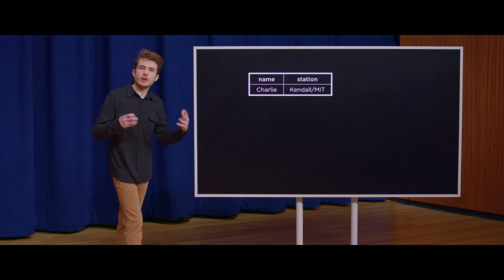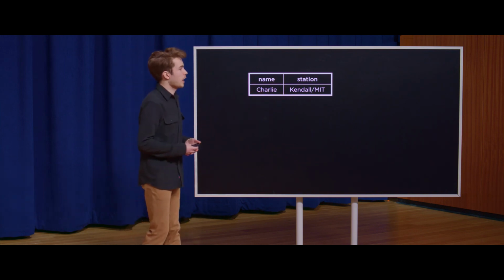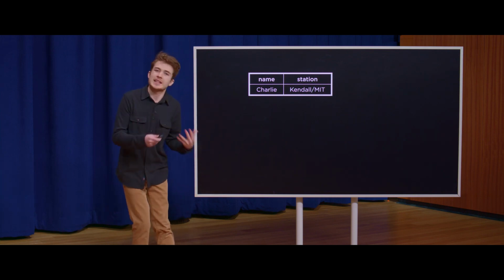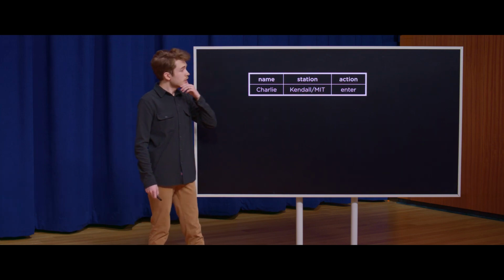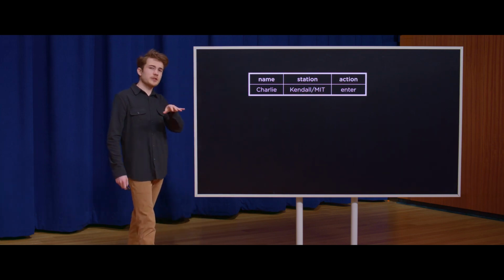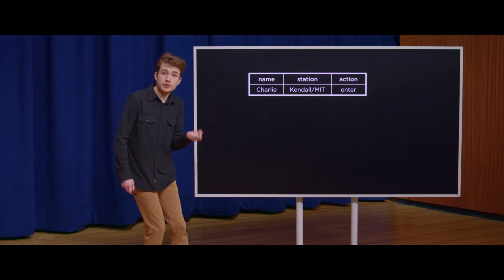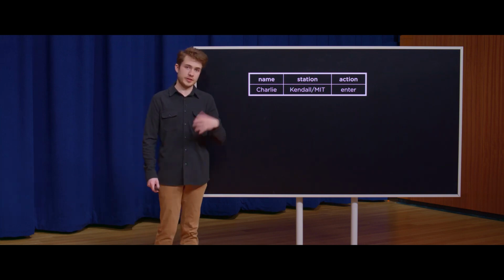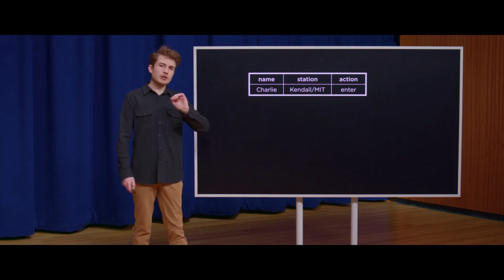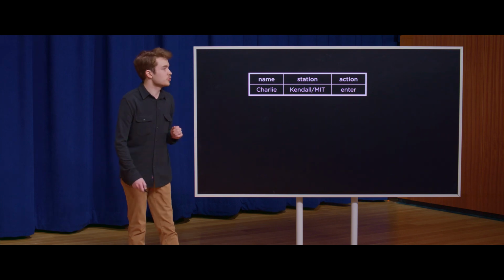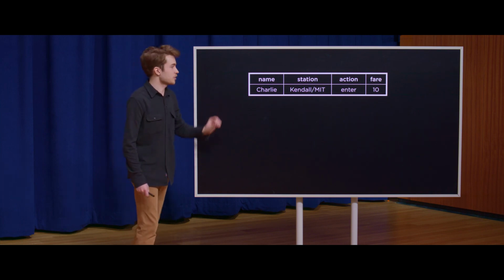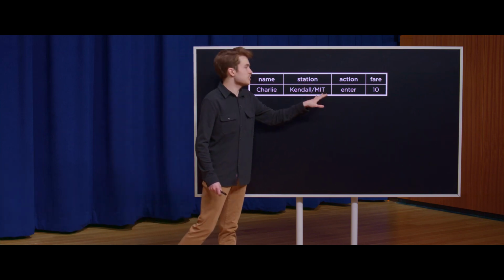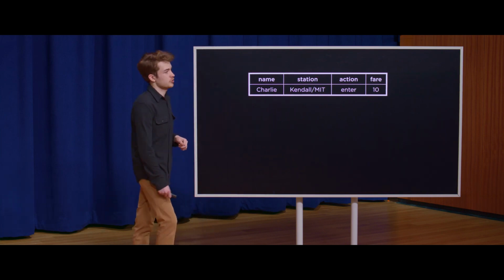But what more could we have? Well, we might also want to have maybe what Charlie is doing at that station. Maybe he's entering the station, for instance. And if you're familiar with the subway system, you often have to pay to get onto a train or get onto the station itself. So let's say Charlie pays some fare to enter into the Kendall MIT station. Well, back in the mid-1900s, the fare was only about a dime. It was 10 cents. So we'll say Charlie paid 10 cents to enter the Kendall MIT station.